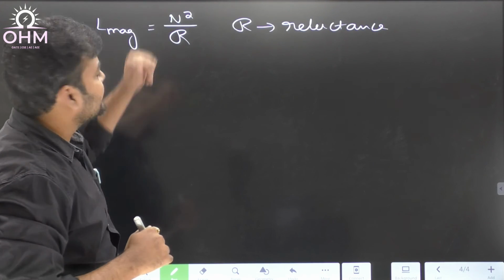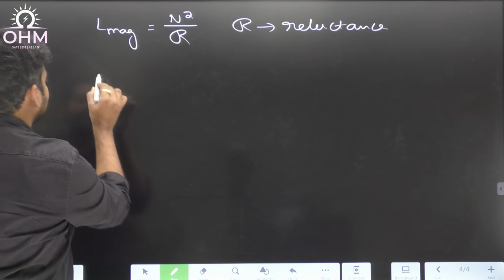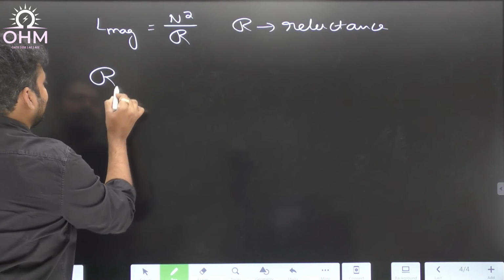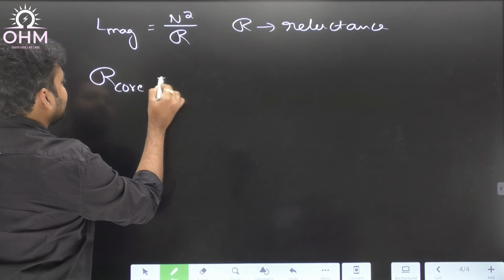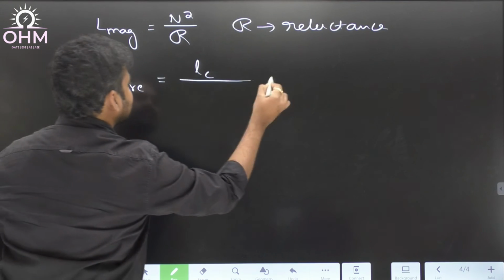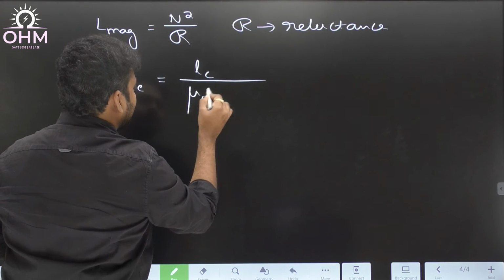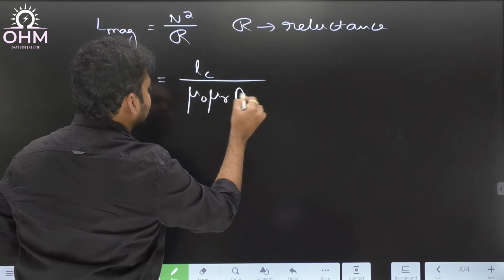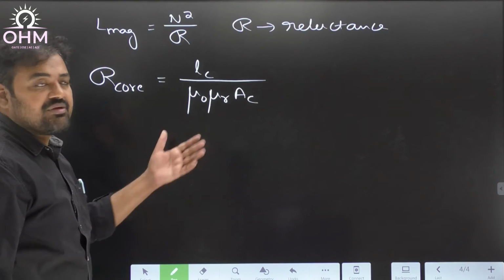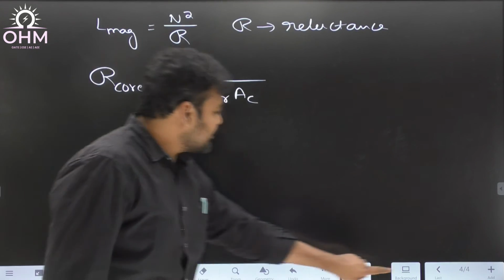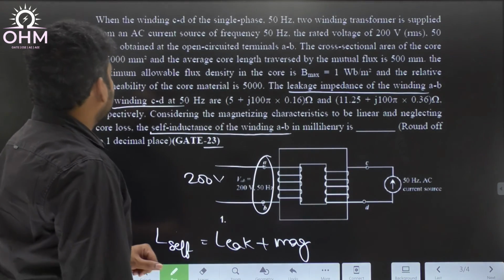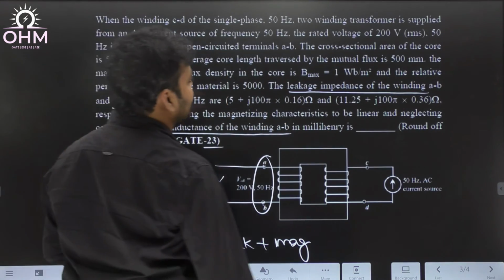We will calculate the number of turns later. First, let us focus on reluctance. What is the formula for the reluctance of the magnetic core? It is equal to the length of the core divided by mu naught into mu r into the cross sectional area, or length by mu into cross sectional area. What is the length of the core given? Yes, the length of the core was given.